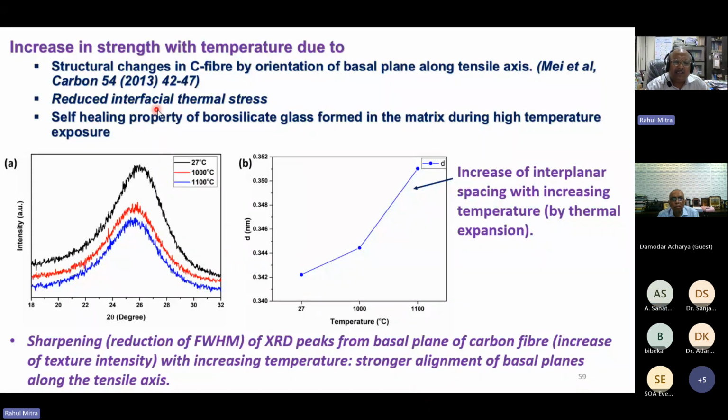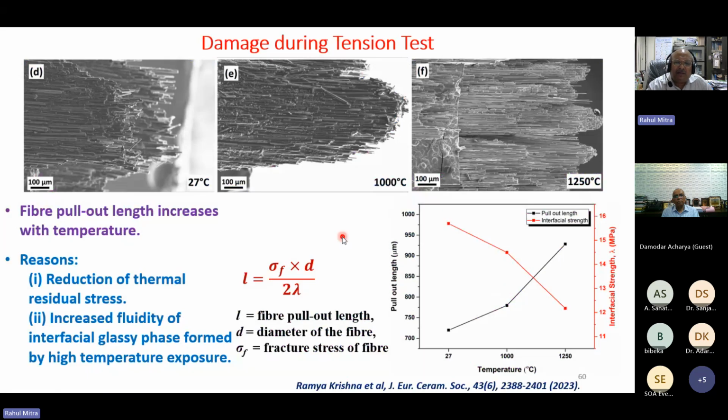Another thing is that the thermal stress gets reduced, and there is self-healing: the SiBC oxidizes to form a borosilicate glass, which heals the cracks at high temperature. So naturally, we got strength increase at high temperature. And we also found that the fiber matrix debonding also increased with temperature.